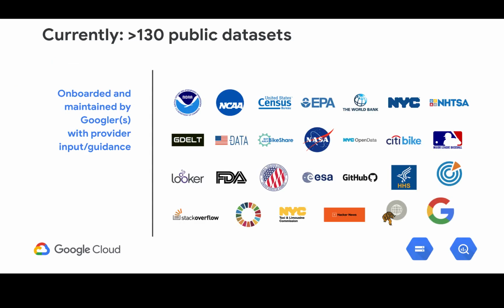We currently have more than 130 datasets in our public dataset program, and these datasets are onboarded and maintained by Googlers with provider input and guidance. You can see here a sample of our data providers, including NOAA, the U.S. Census Bureau, the United Nations Statistics Division, the Federal Elections Commission, and others.